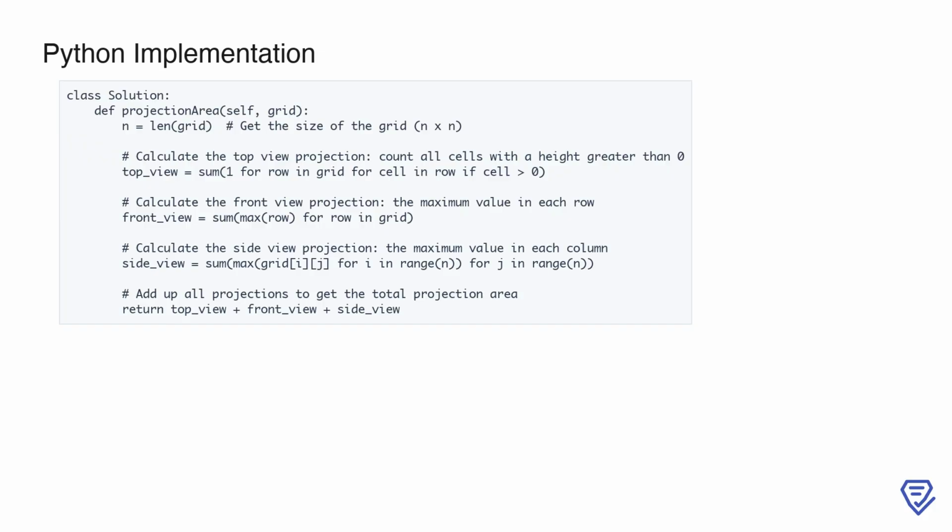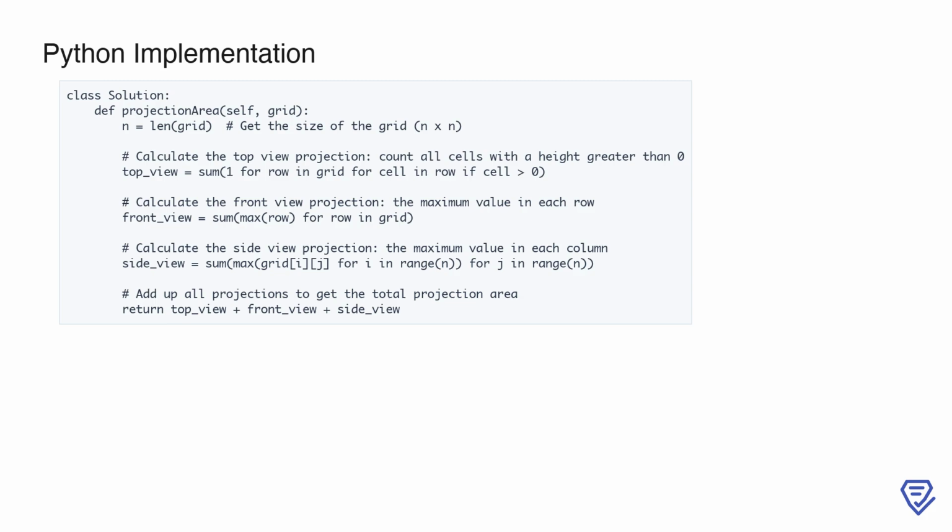Efficiency. This approach is efficient with a time complexity of O(n squared), because we traverse the grid multiple times, once for the top view and twice for the front and side views. Since the grid is small, usually up to 50 by 50 in competitive programming, this solution is optimal and runs efficiently within the constraints.